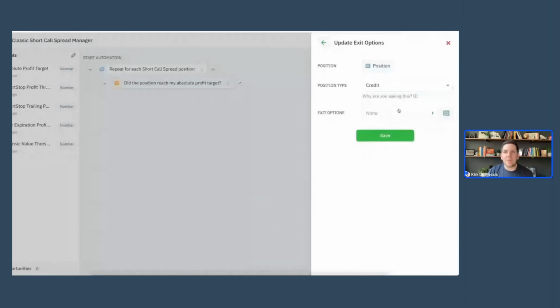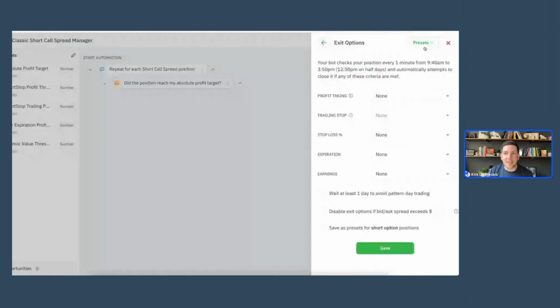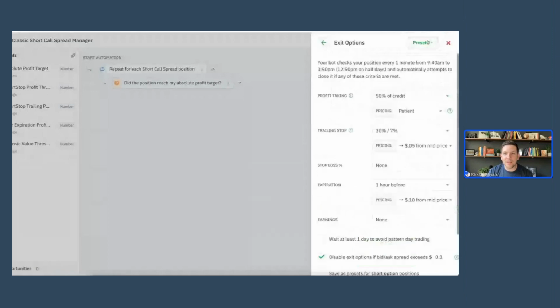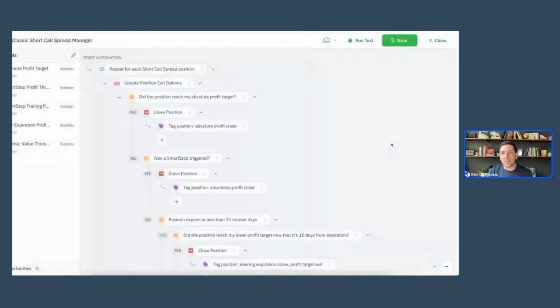Yep, it's credit. And I'm going to reset all of my short call spread positions to these exit options, my presets that I have in here, and then save. And that's it. The next time this automation runs, this monitor, it will set my exit options across the board for everything. You can reset them at different points. This is one of the most powerful things I think we'll be able to do.